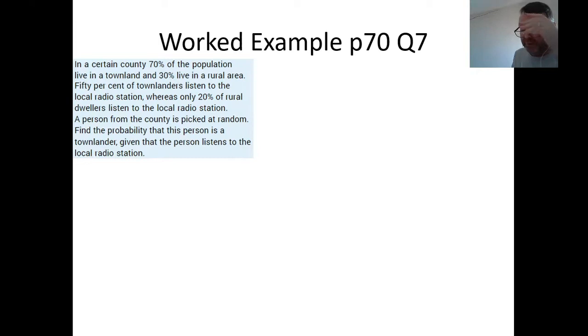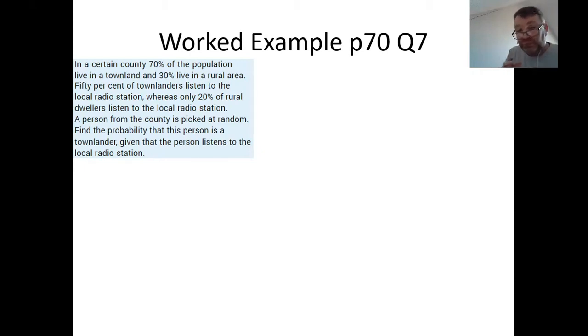Okay, next question. In a certain country, 70% of the population live in a townland and 30% live in a rural area. 50% of the townlanders listen to the local radio, whereas only 20% of rural dwellers listen to the local radio station. A person from the county is picked at random. Find the probability that this person is a townlander, given that the person listens to the local radio station.